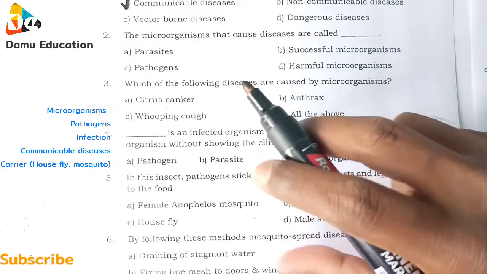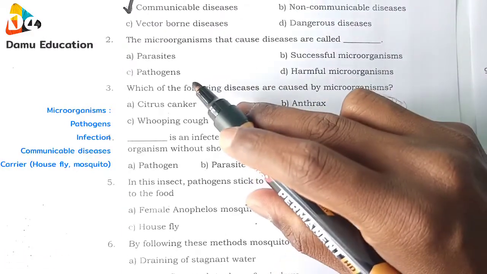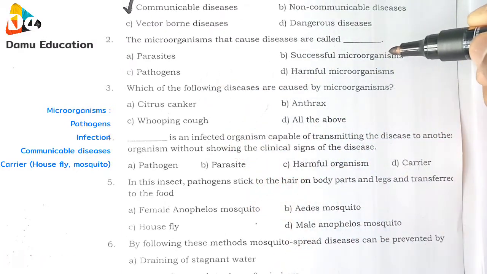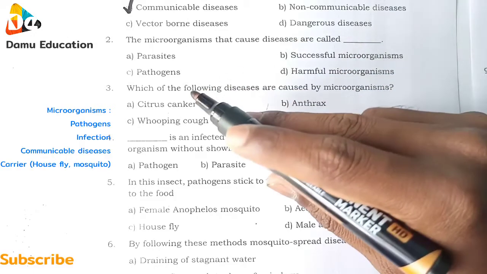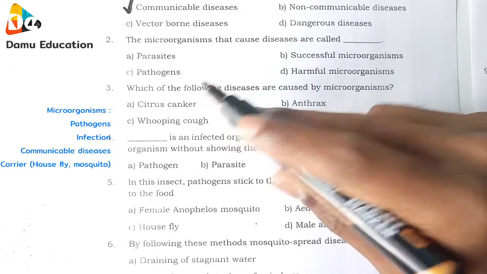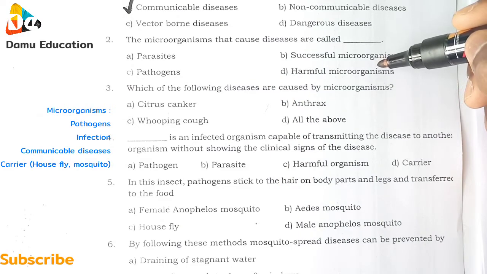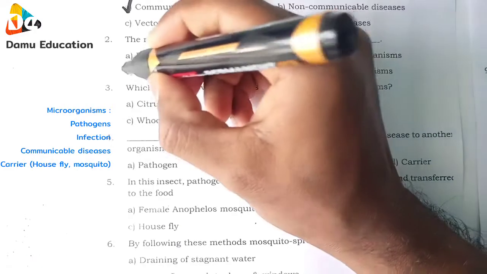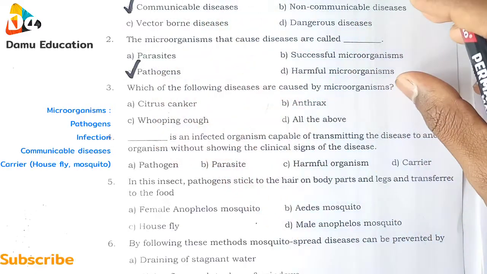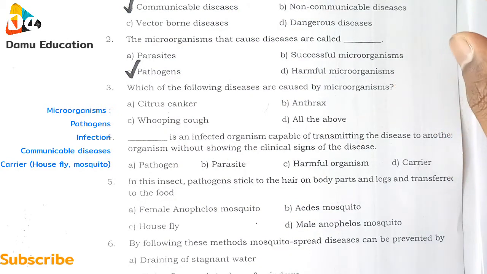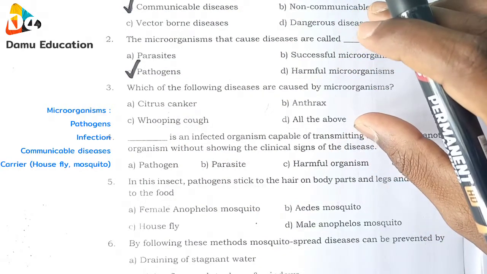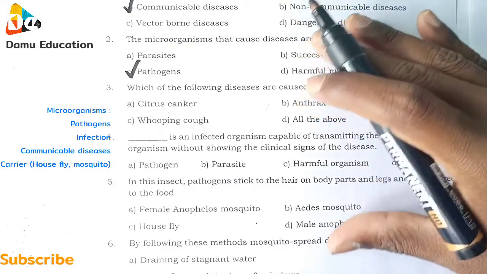Next, second one, the microorganisms that cause diseases are called. So microorganisms which cause diseases. First option is parasites. Second one is successful microorganisms. Third one, pathogens and harmful microorganisms. So second one, we know that pathogens cause the diseases. So that type of microorganisms are called pathogens.